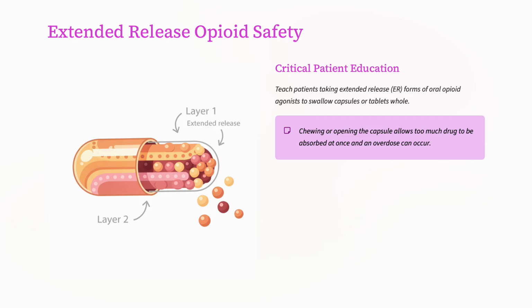We also need to know that some opioids are extended release. And so we want to be careful. We don't want to open capsules. We don't want to crush them if they're extended release. So we want the patient to take the entire amount, swallow, not chew, and don't crush, because we can overdose them easily.